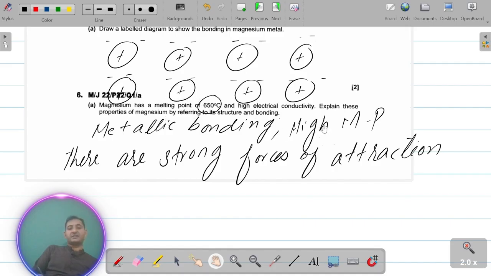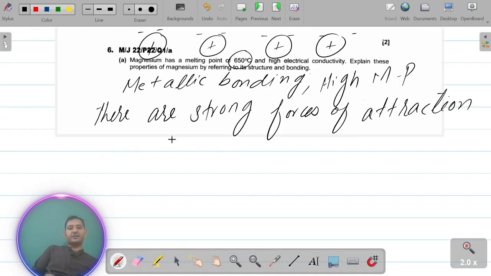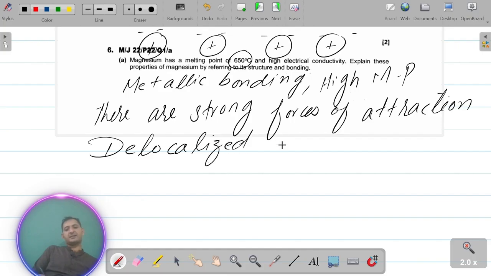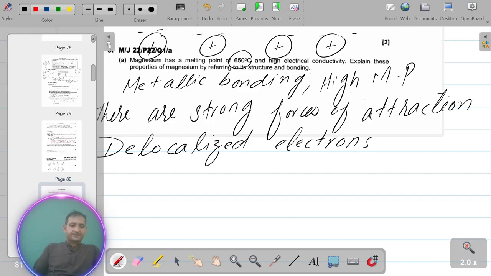Okay, it has high melting and boiling point, and electrical conductivity means there are delocalized electrons. Conductivity means there are delocalized, meaning free, freely moving electrons. Okay, delocalized electrons are there. These delocalized or freely moving electrons are responsible for metals' conductivity. Okay, it is the reason they can easily conduct electricity. So now we have the next page.